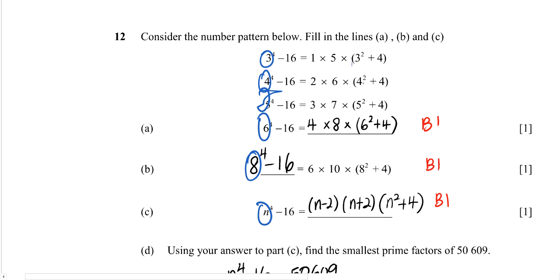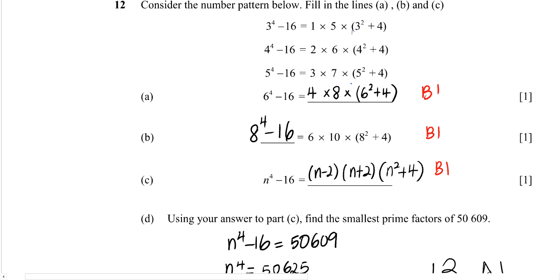We have open a bracket. So open a bracket over here. Then the first number is 3, 4, 5, 6, 8. These are the same exact numbers, right? Yeah, n squared. Then we plus a constant of 4. So that's how we get part C. Not difficult, just find pattern only.